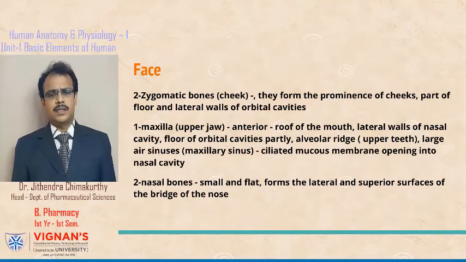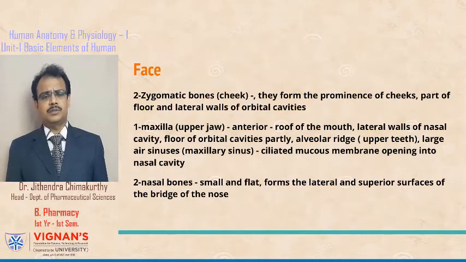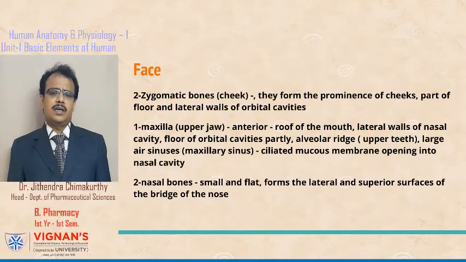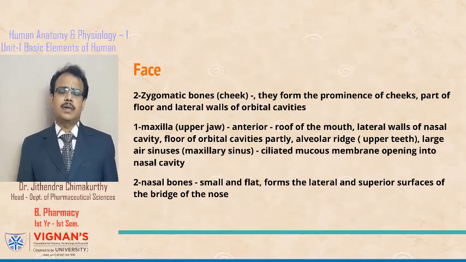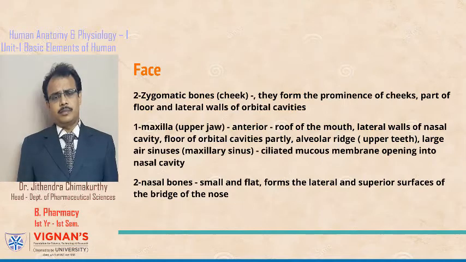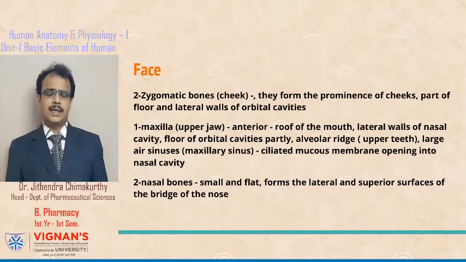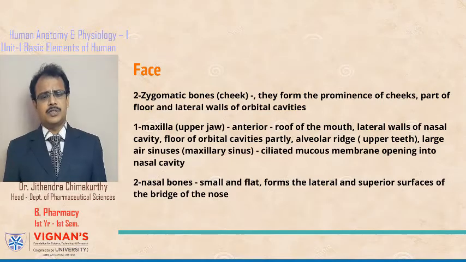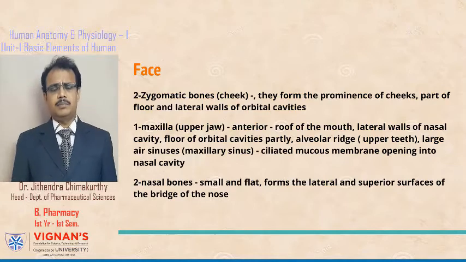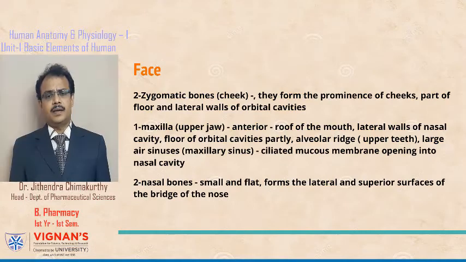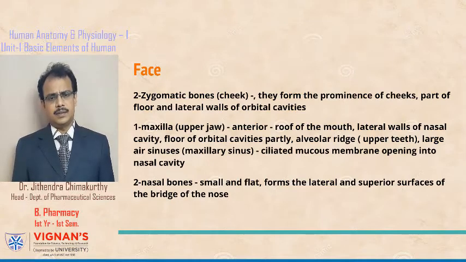They also form the part of base of the nasal cavity. They also form the part of base of orbital cavities and also the lateral walls of nasal cavity. This maxilla also consists of maxillary sinuses which open into the nasal cavity, and these are lined with ciliated mucous epithelium, apart from giving attachment to the upper teeth.